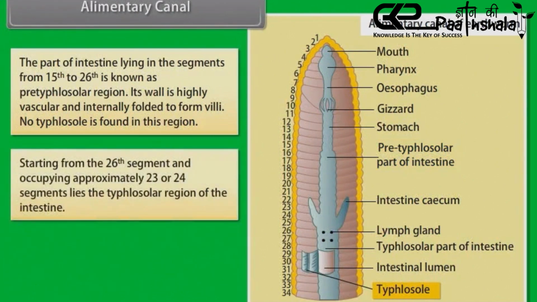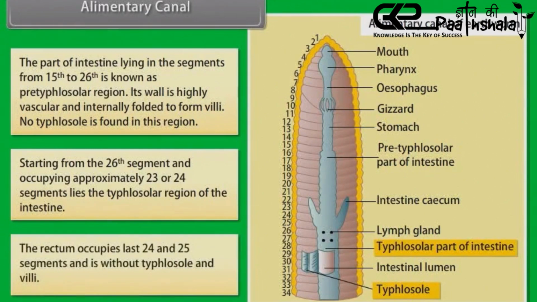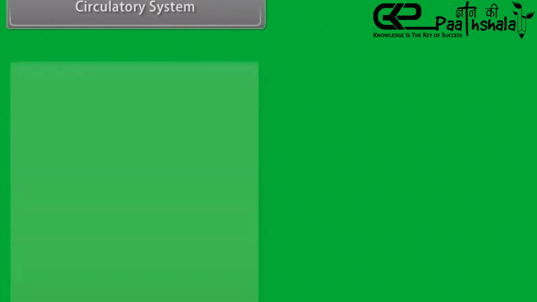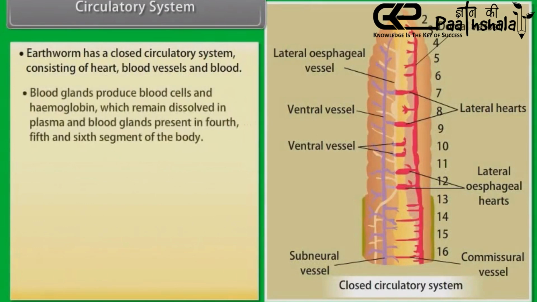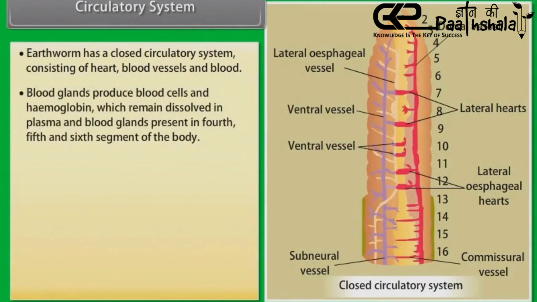Starting from the 26th segment and occupying approximately 23 or 24 segments lies the typhlosolar region of the intestine. The rectum occupies the last 24 and 25 segments and is without typhlosole and villi. Circulatory system. Earthworm has a closed circulatory system consisting of heart, blood vessels and blood. Blood glands produce blood cells and hemoglobin, which remain dissolved in plasma. Blood glands are present in the 4th, 5th and 6th segment of the body.